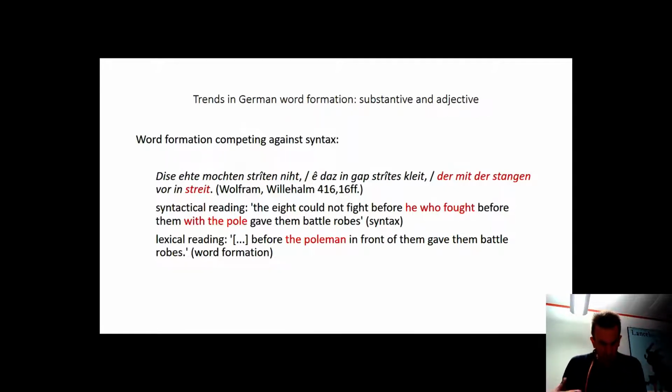There are two possible readings of this passage. First, syntactical, one translated roughly by: the eight could not fight before he who fought before them with the pole gave them battle ropes. And the other reading, rather based on word formation: before the pole man in front of them gave them battle ropes.